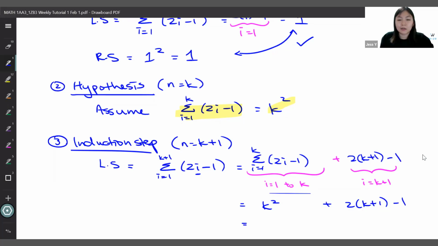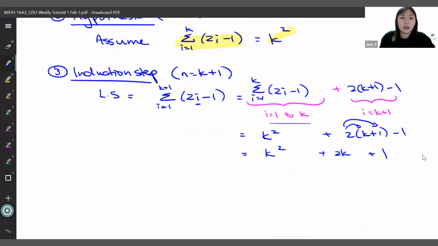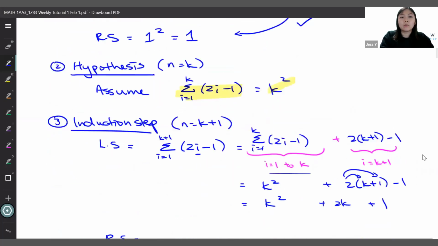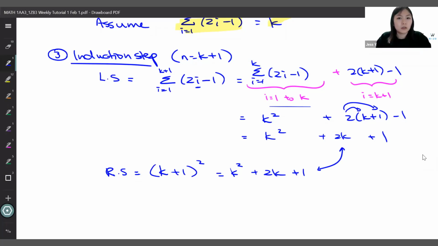Okay, let's simplify this messy looking thing. We have k squared plus 2 times k is 2k, 2 times 1 is 2 minus 1, so that's a plus 1. Okay, so that's what we get on the left-hand side. On the right-hand side, the statement was n squared, right? I'm just going to scroll back up. So the statement was n squared, but now we're letting n be k plus 1. So on the right-hand side is k plus 1 squared. And guess what? If I expand this out, k plus 1 all squared, k plus 1 times k plus 1 is going to give you k squared plus 2k plus 1, which is the exact same thing as the left-hand side. So therefore, the statement is true. Okay, so that's how induction works.